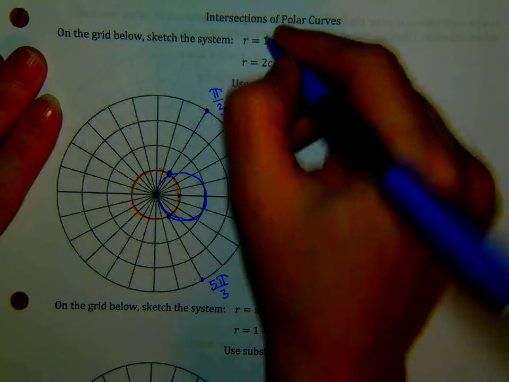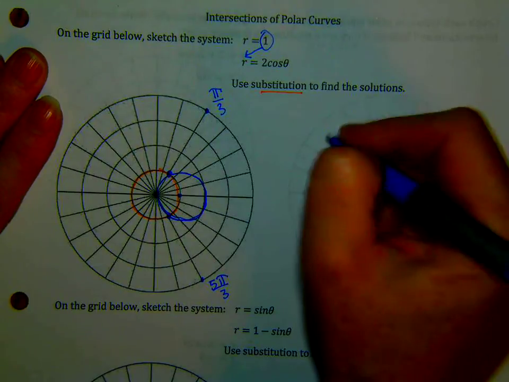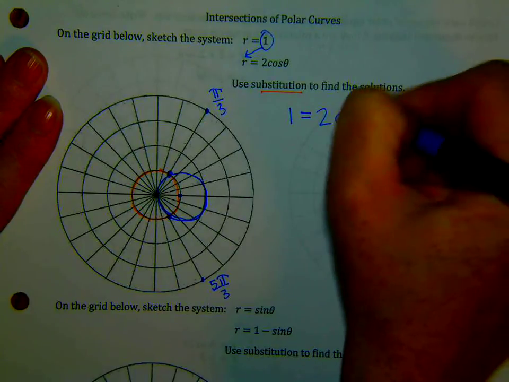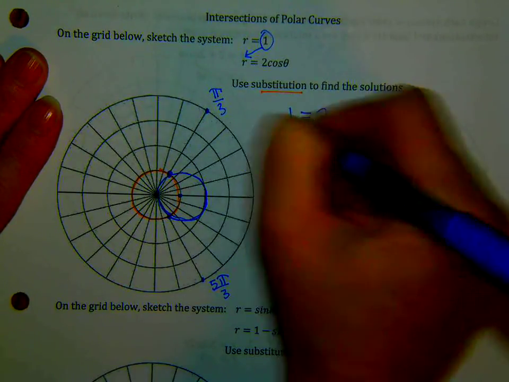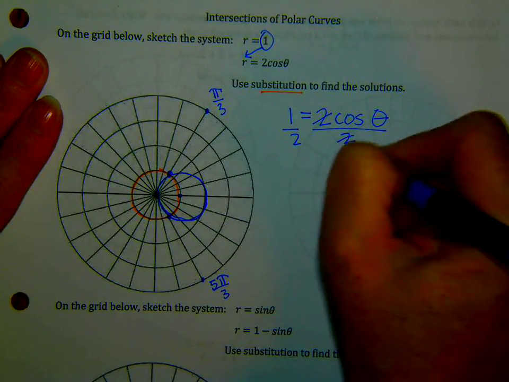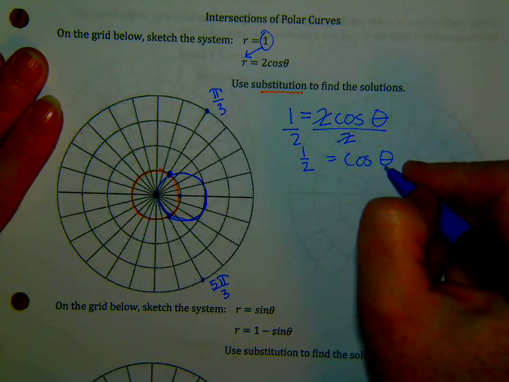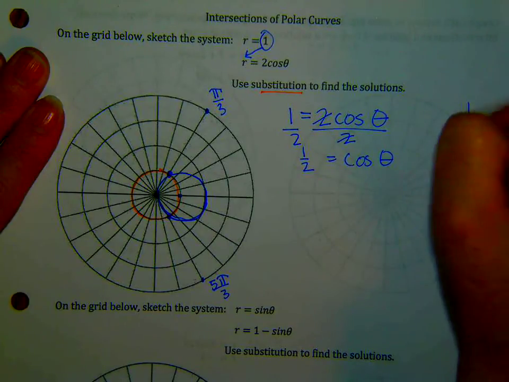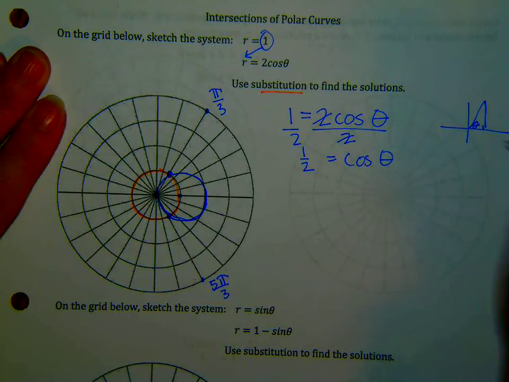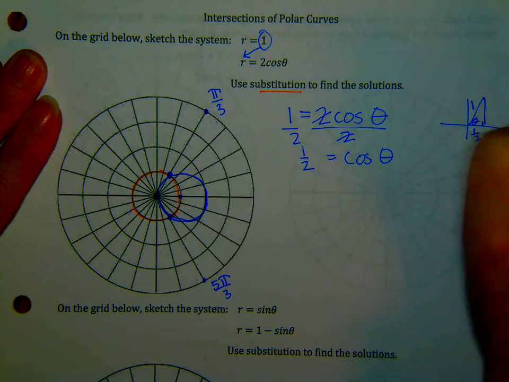If we take r equals 1 and substitute that in here, we can find theta and see the solutions algebraically. So 1 equals 2 cosine theta. Solving for theta, we divide by 2. Those 2's cancel, and we get cosine theta equals 1/2. Well, for what value of theta does the cosine equal 1/2? If I remember my unit circle, and I'm drawing an angle on the unit circle, the cosine is the adjacent side.